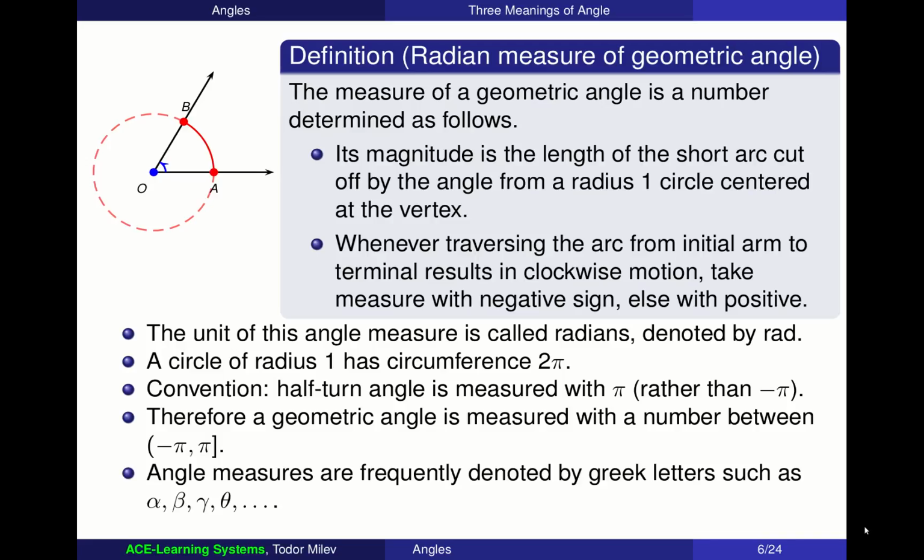Angle measures are frequently denoted by Greek letters such as alpha, beta, gamma, theta. So we often use such Greek letters to denote angle measures.